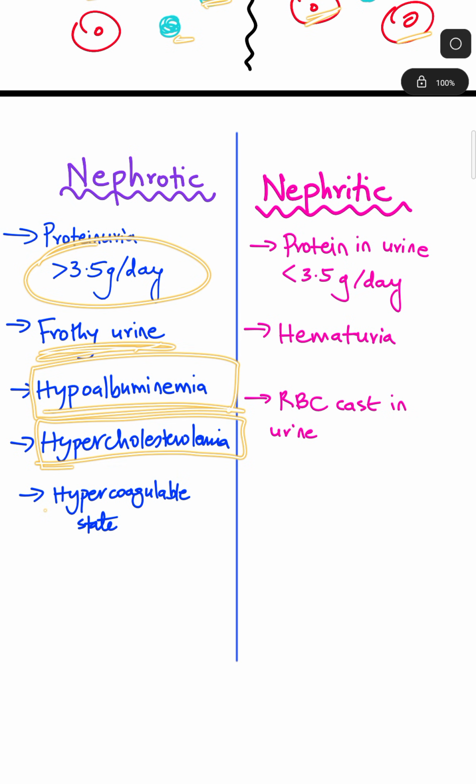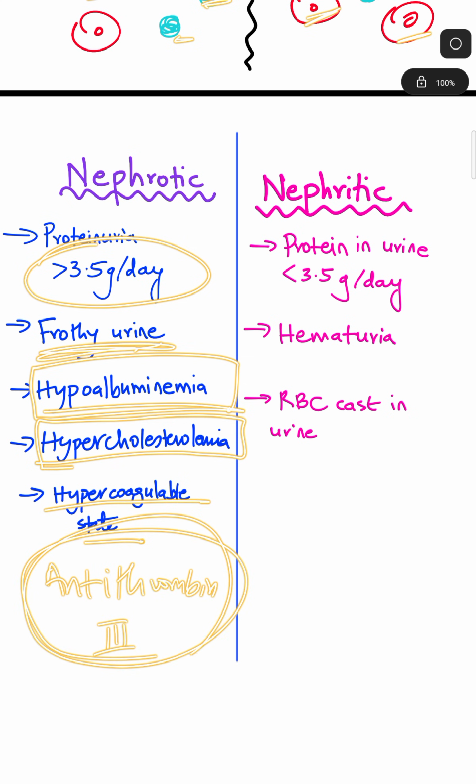Like, what's going on? Now, patients also become hypercoagulable because they also lose another anticoagulant protein. Which one? Antithrombin 3. This is why patients have a hypercoagulable state.